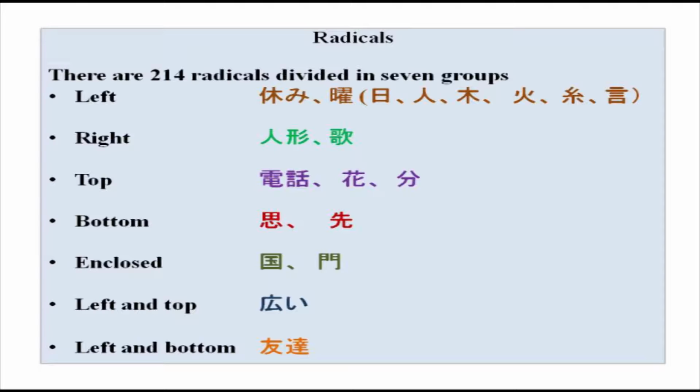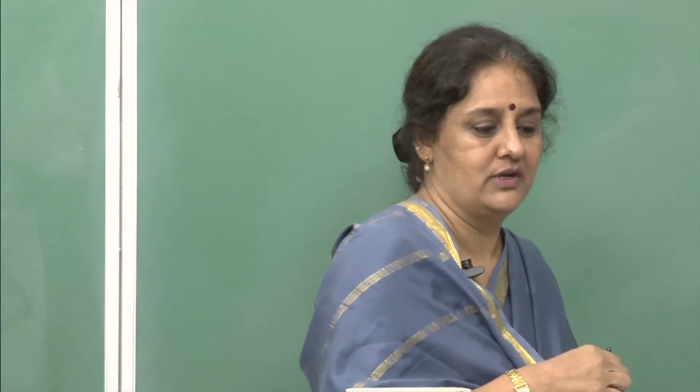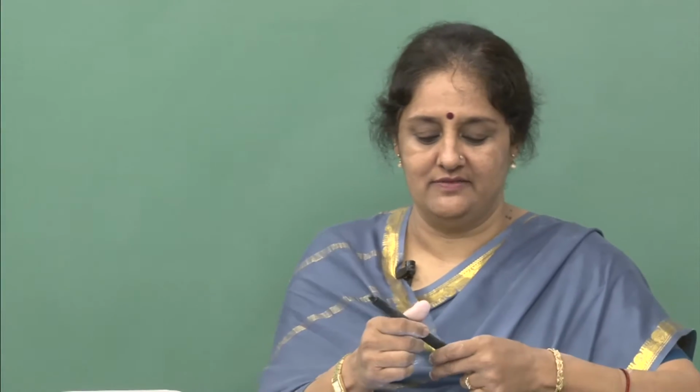I am sure by now you are a little comfortable with radicals and what it means, how it is written. There are different names of course for these radicals, and as you can see there are about 214 radicals divided into 7 sections, 7 groups, and I just now told you where all the radical can be in a kanji. Why these are important? That also you know.